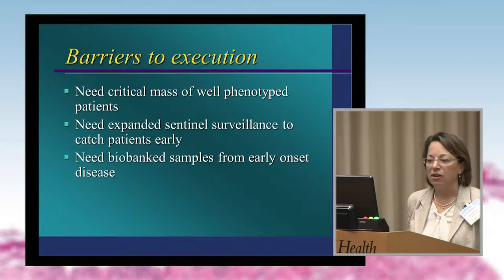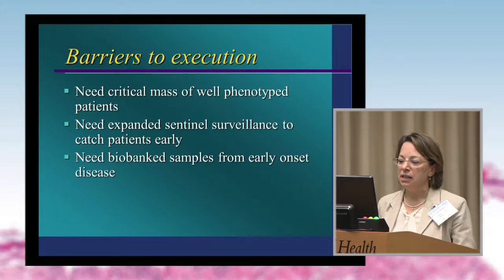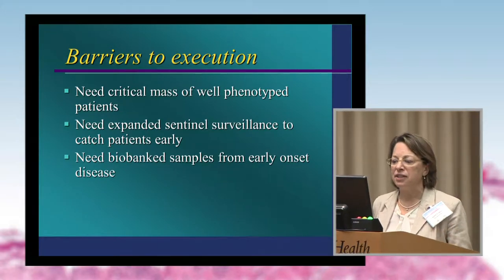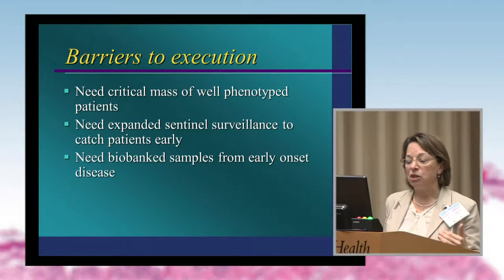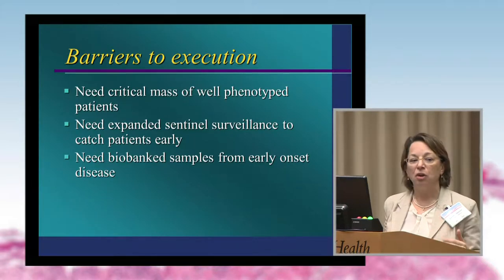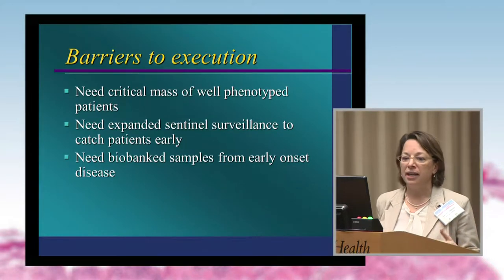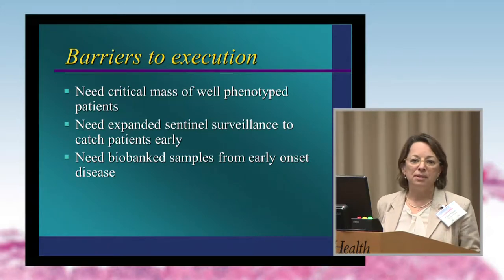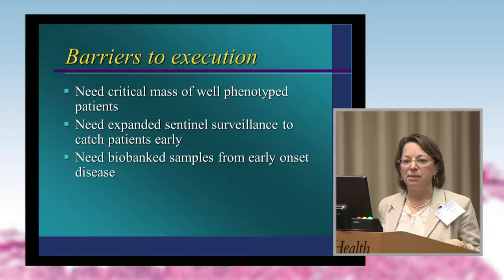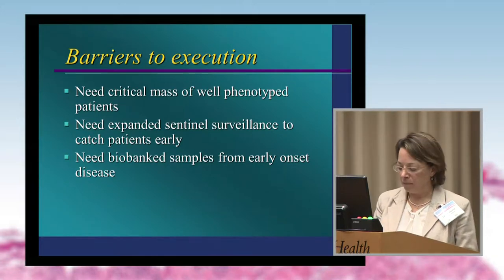And I think we all know what the barriers to execution are for rare diseases, especially ones that have a complex phenotype. First is a critical mass of patients that are well phenotyped. We've talked about that a lot already. And in order to get those patients and get appropriate phenotyping, you need to see them early. So you need a sentinel surveillance system that can catch patients early, and then appropriate biobank samples from early onset of disease. So not just DNA, but also potentially PBMCs and RNA later, urine samples, plasma samples, marginal biopsy samples that are going to give you good tissue for histopathologic assessment.